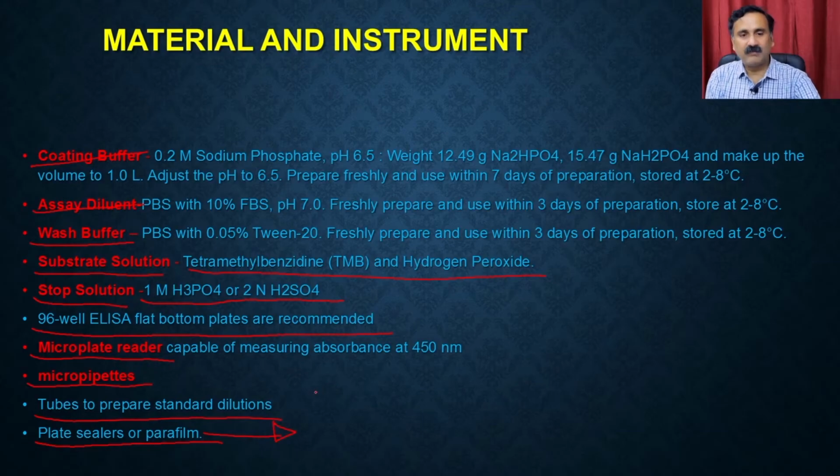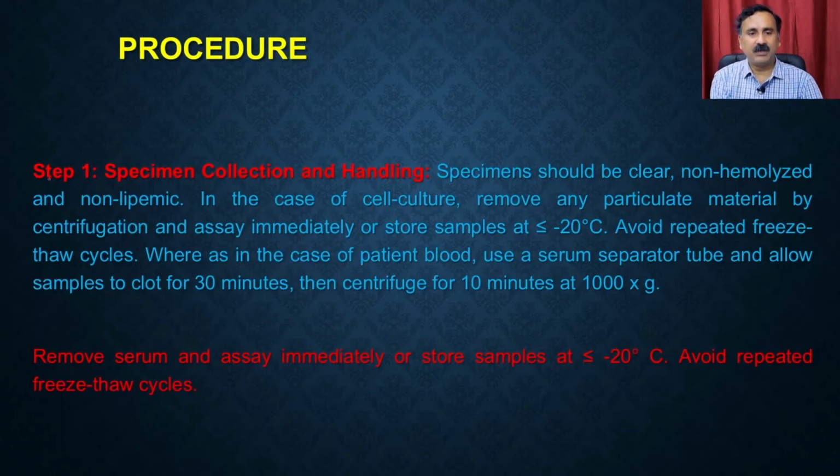How are you going to perform the procedure? First, you are going to collect the specimen. A specimen could be of different types. It could be a tissue, it could be blood, it could be biological fluids, or it could be cells also. Depending on the cell or the tissue, you can prepare it with different types of procedures.